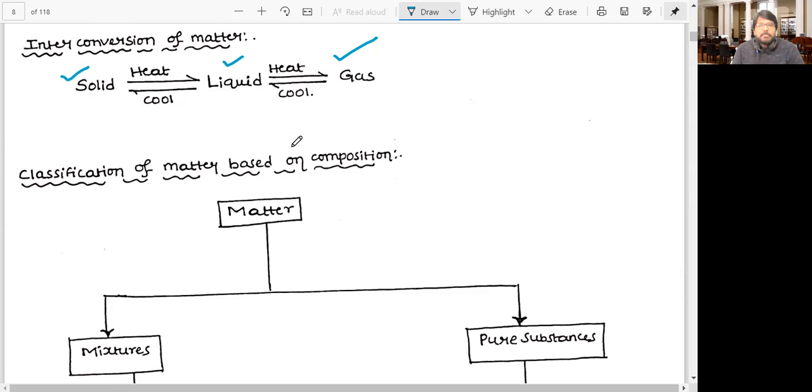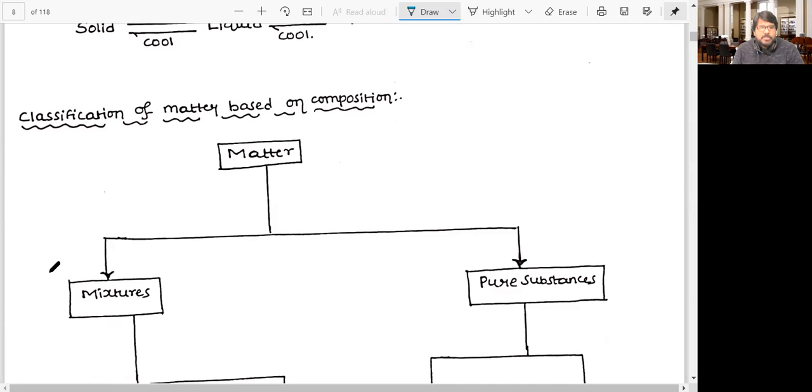So based on the composition, matter is mainly classified into two types: mixtures and pure substances. What is the fundamental difference between mixture and pure substances? Very clear. Mixture, it is the combination of two or more components. That is called a mixture. But here, pure substance, it has only one component. One component, right? So if I give an example, it will be clear to you.